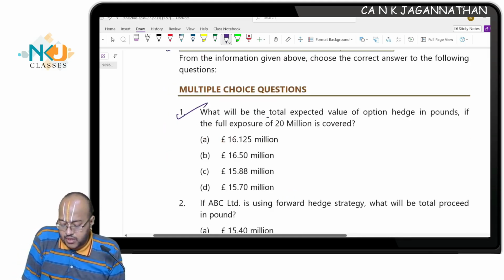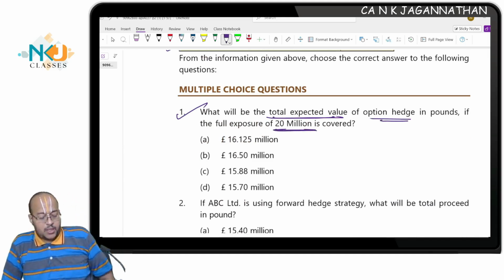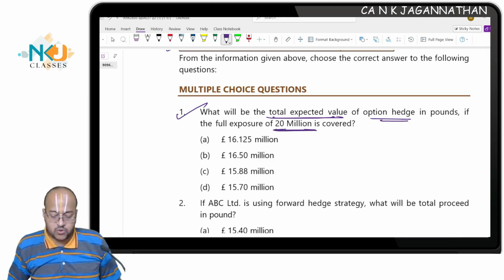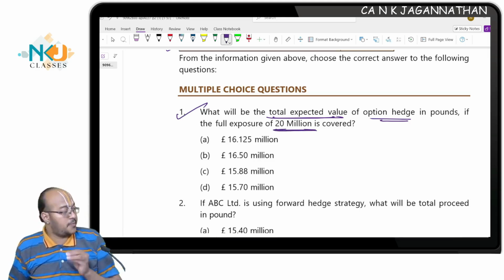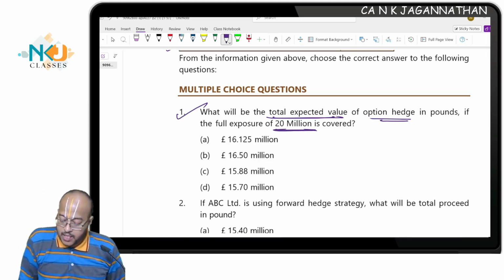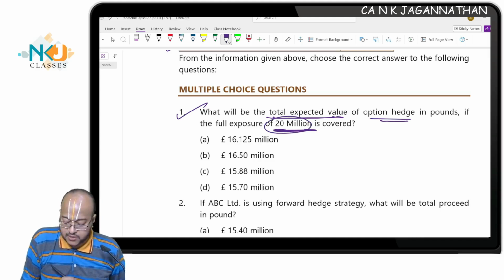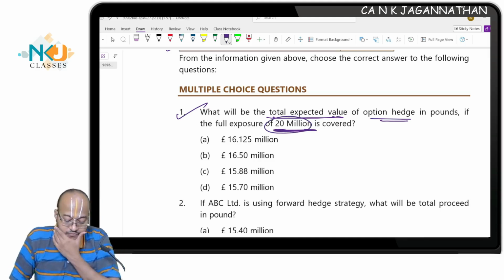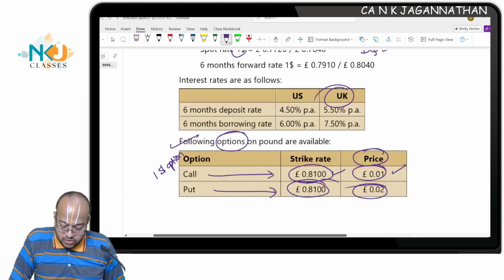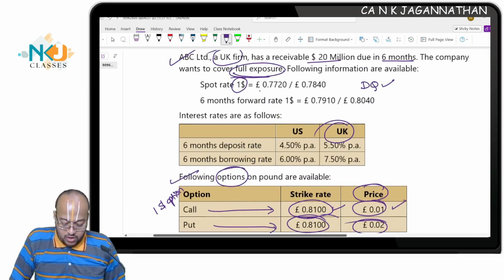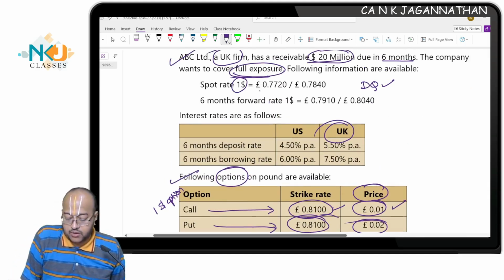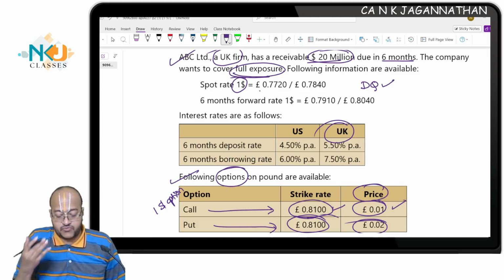What will be the total expected value of option hedge in pounds if the full exposure amount of 20 million is covered? See, very simple. This question is all about call option and put option, a currency option question. If you want to hedge in pounds and the full exposure amount of 20 million is covered, what do you need to do? What is your exposure amount? It is $20 million. The foreign currency for a UK based firm is dollar.